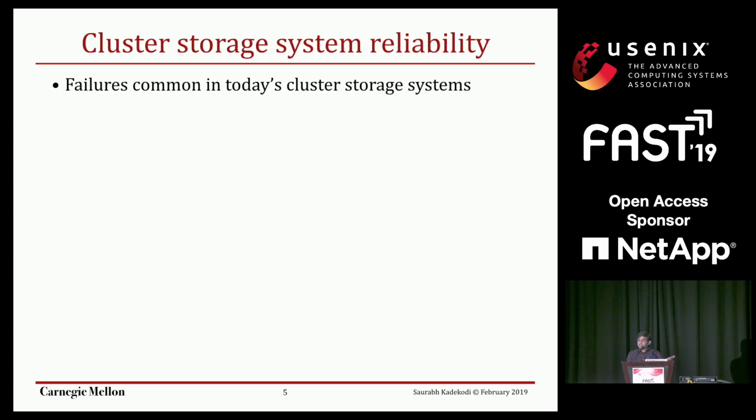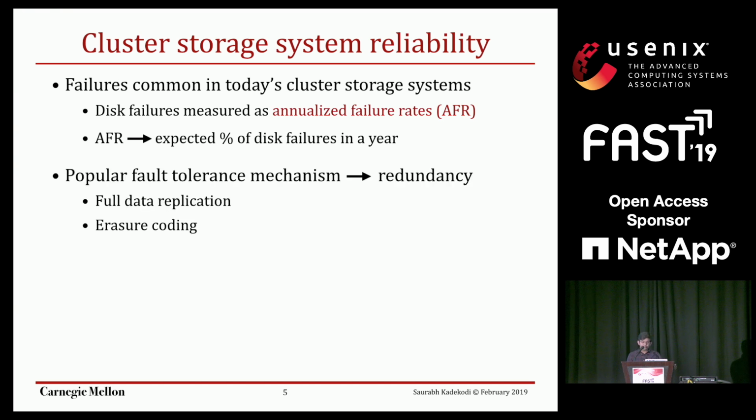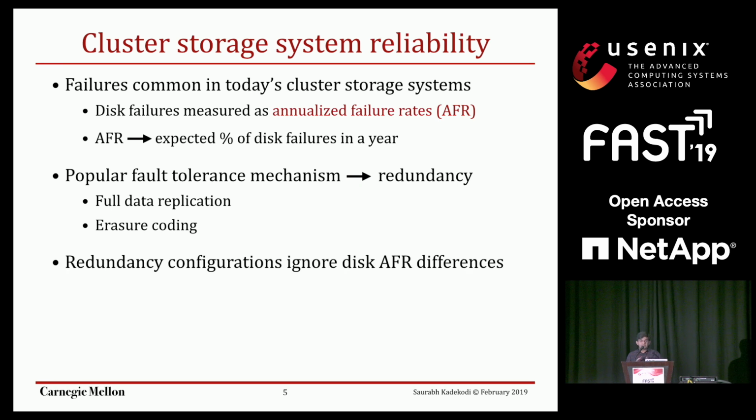So at today's scales, failures are common, and the most common way to protect against failures is by having redundancy of some sort. Now, disk failures are typically measured in terms of annualized failure rate, which is the expected percentage of disk failures in a given year. The most popular fault tolerance schemes could either be full data replication or erasure coding. And the key takeaway is that today, redundancy configurations tend to ignore the failure rate differences of the underlying disk subsystems.